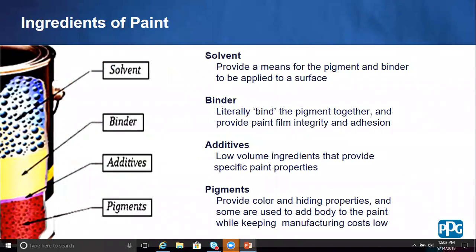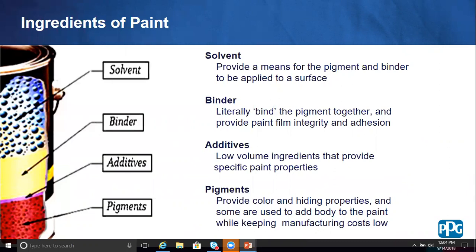So again, when you talk about what's in a can of paint, there's basically 4 main ingredients. By volume, typically for regular house paints, the main ingredient is the solvent. And this can be water if it's water-based, or mineral spirits or paint thinner if it's an oil-based product. But this provides a means for the pigment and the binder to be applied to the surface. We have dry pigment products like powder coatings, but most of the paints that we sell are fluid applied. So the solvent is a big deal, and we'll break that down. The binder, or the resin, literally binds the pigment together. And this is what gives your paint film integrity and adhesion, durability, moisture resistance, hand oil resistance, things like that.